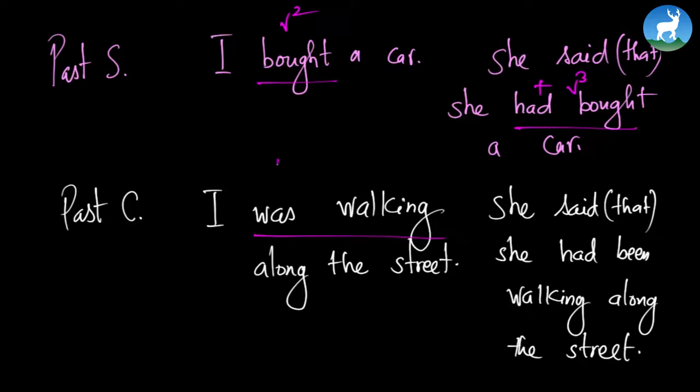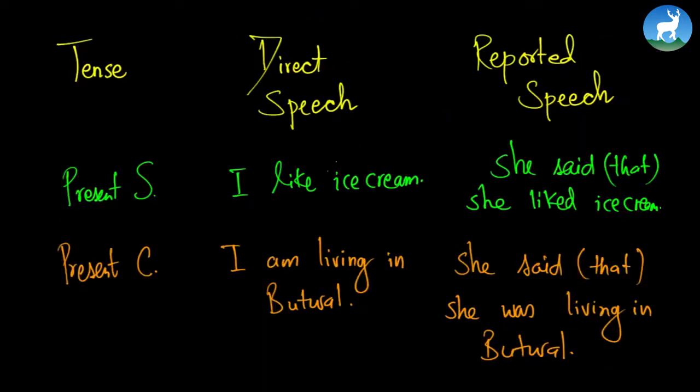Was walking, B plus VING is changed into had been plus VING. Had been plus what? V4 or VING. If we study these examples, the V1 is changed into V2. The B VING or B V4 is changed into B in was plus V4. Let's study some more examples.